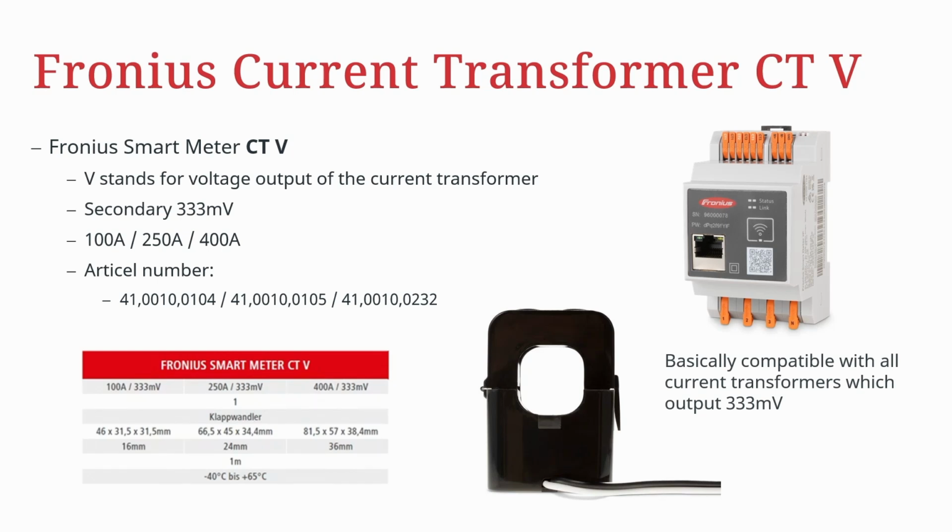First of all, I would like to clear up some naming. The V at the end of CT V stands for the voltage output of the current transformer. So on this Smart Meter, on the secondary side, we need an output voltage of 333 millivolts. The current transformers are available in versions of 100 amps, 250 amps, and the biggest one with 400 amps. Also on this slide, you can see the serial numbers of the three different devices.